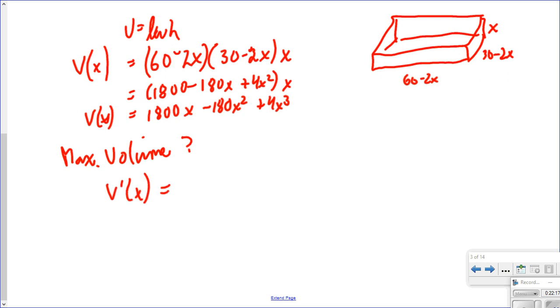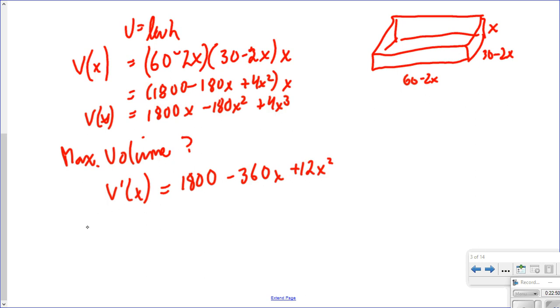If you can develop the optimal equation and take the derivative of it, you're pretty much there. What is the derivative of this equation? 1,800 minus 2 times 180 is 360, so it's a negative 360x, and then a plus 12x squared. We learned this the other day: the derivative of a cubic is always a quadratic.